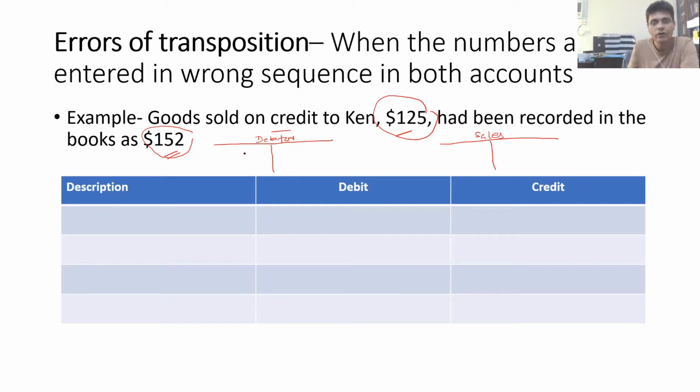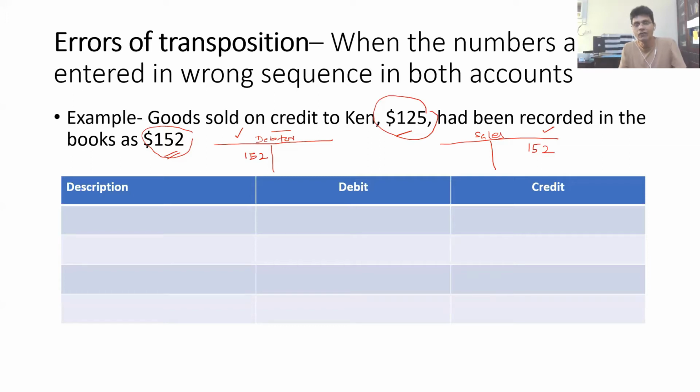So how do you record this? Now, how has he recorded it? He has debited the debtor account by 152 and he has credited the sales account by 152. So this is an error. However, the trial balance will balance because you debited 152 and you credited 152. But there is an error. Why? This is not the actual amount. You should have recorded 125.